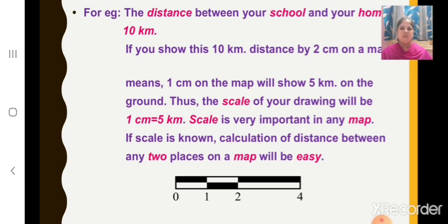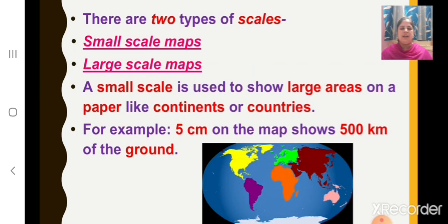Thus, scale is very important in any map. And if scale is known, calculation of distance between any two places on a map will be easy. And there are 2 types of scales, small scale maps and large scale maps. Children, what is a small scale map? A small scale is used to show large areas on a paper like continents or countries. For example, 5 centimeters on the map can be shown for 500 kilometers of the ground.